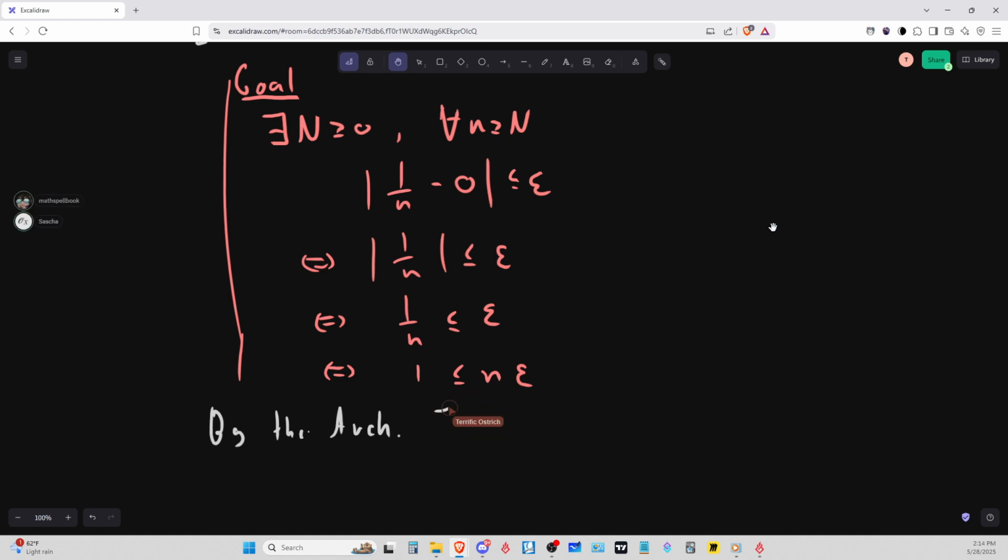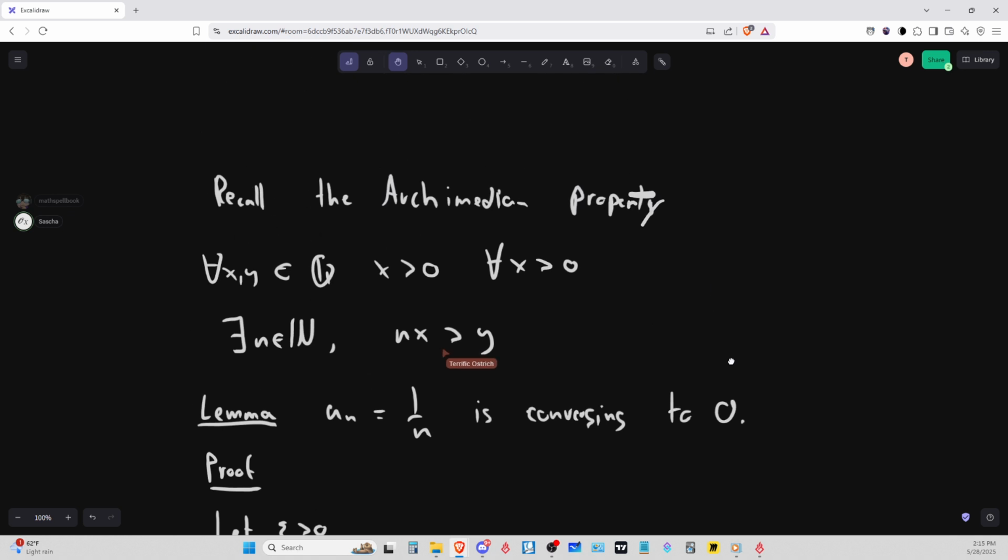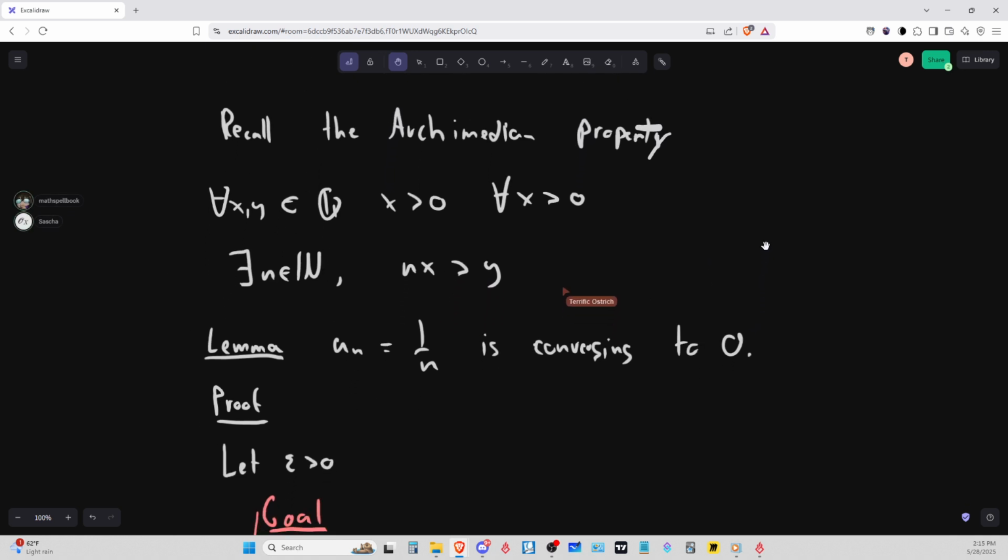We know there exists some n, which is some natural number, such that, well, I guess we can even have a stronger bound, such that we have this. If you go back to the Archimedean property, I have an x and I have a y. Here I specialize to the case where y is equal to 1 and x is equal to my epsilon.